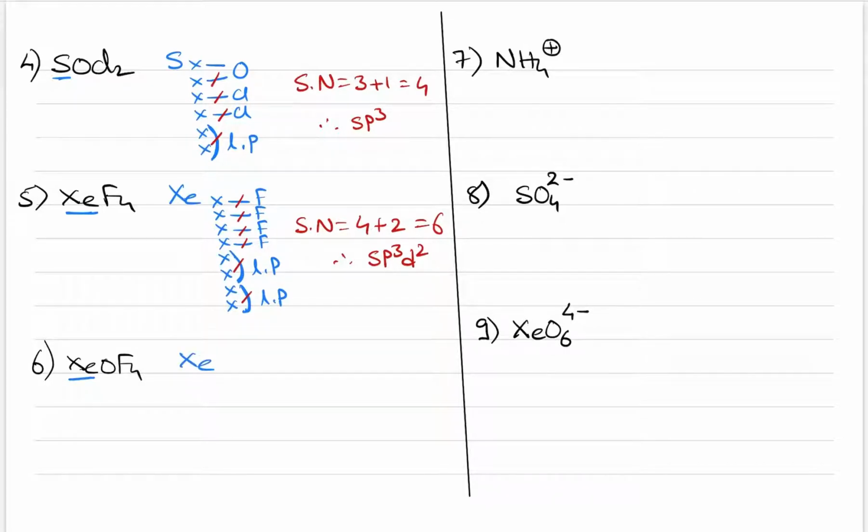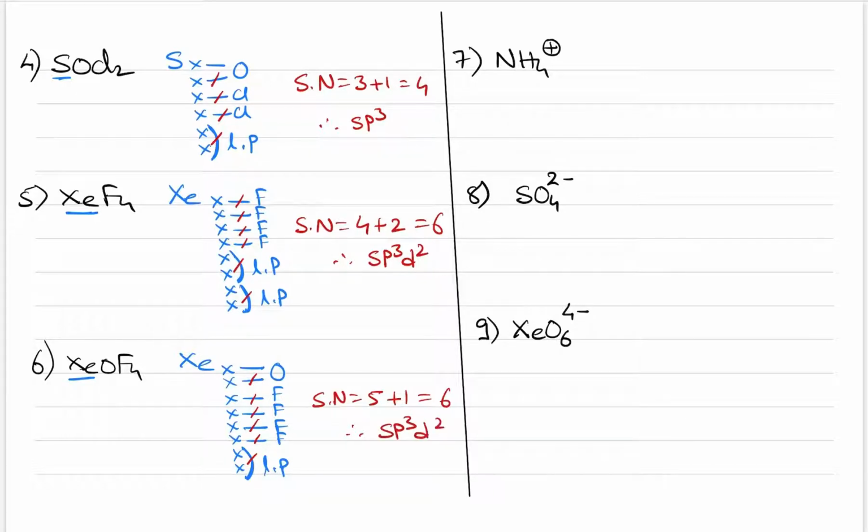The next, XeOF4. Xenon is the central atom. You take xenon with 8 valence electrons: 4, 5, 6, 7, 8. Oxygen is divalent, so put a double bond, and 4 fluorines are there with single bonds. Then the remaining 2 electrons make 1 lone pair. Now to calculate the number of sigma bonds: 1, 2, 3, 4, 5, and 1 lone pair is present. So the steric number is equal to 5 sigma bonds plus 1 lone pair, total 6. Therefore, sp3d2 hybridization.